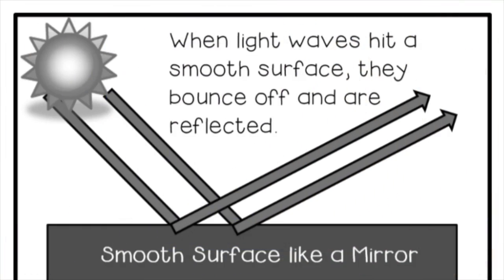When you look at this image, you can see the light waves hitting a smooth surface like a mirror. It says when light waves hit a smooth surface, they bounce off and are reflected. You can see the light waves traveling in straight lines at the same angle at which they hit the mirror.